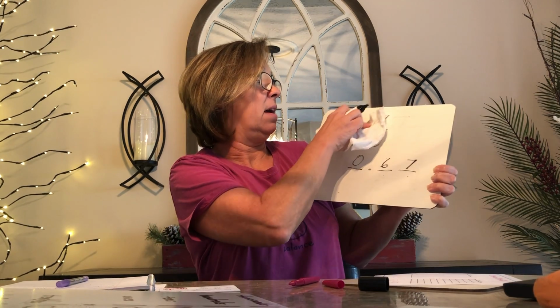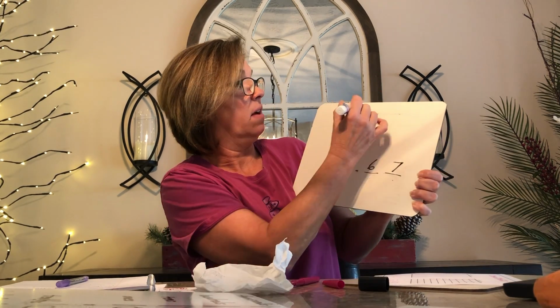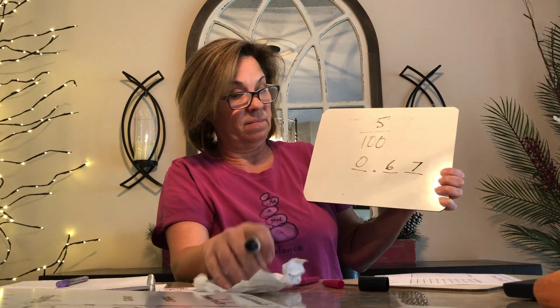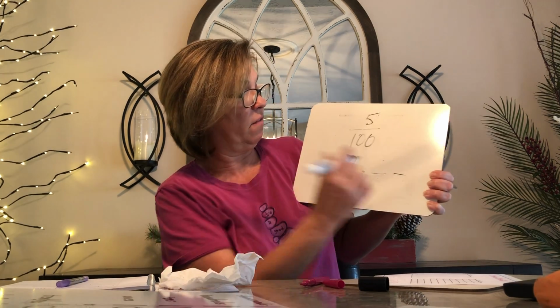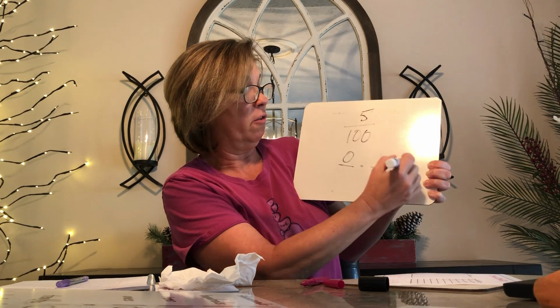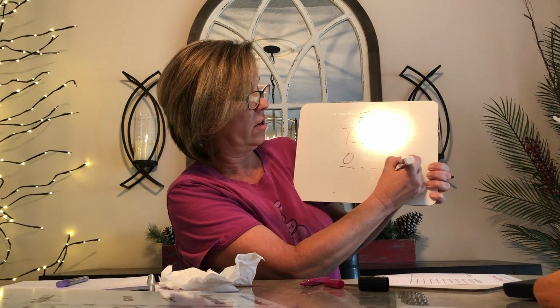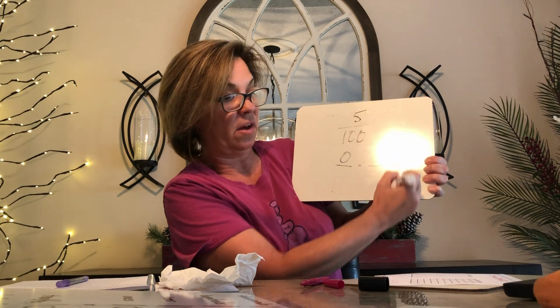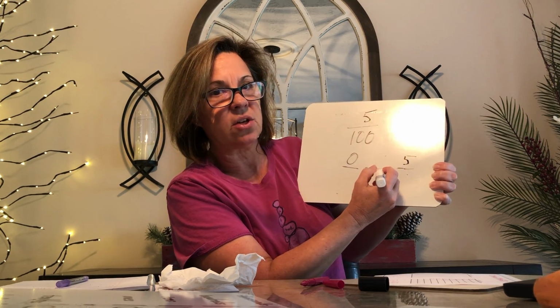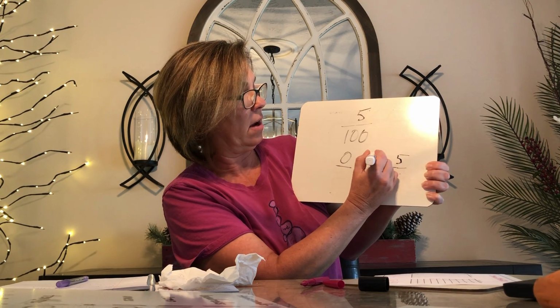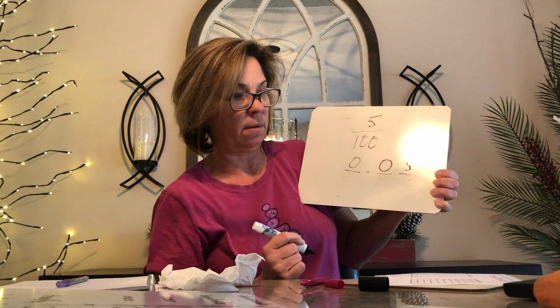Let's say I have 5 hundredths. This is where kids get confused. If you have 5 hundredths, your 5 has to go in this hundredths place because this is where all the hundredths go. This place still needs to have a digit, so you still have to have a number there, and that's why we put in the 0.